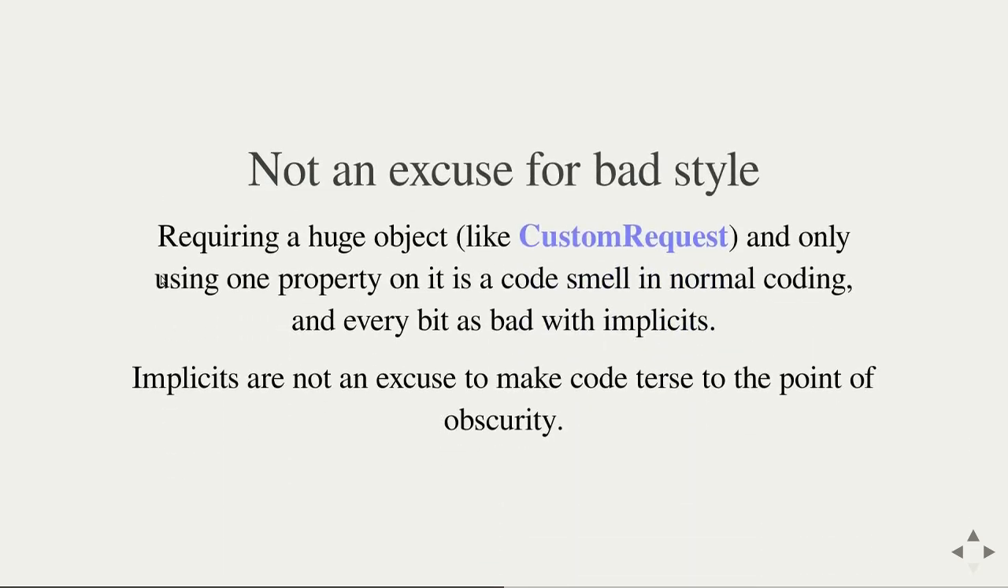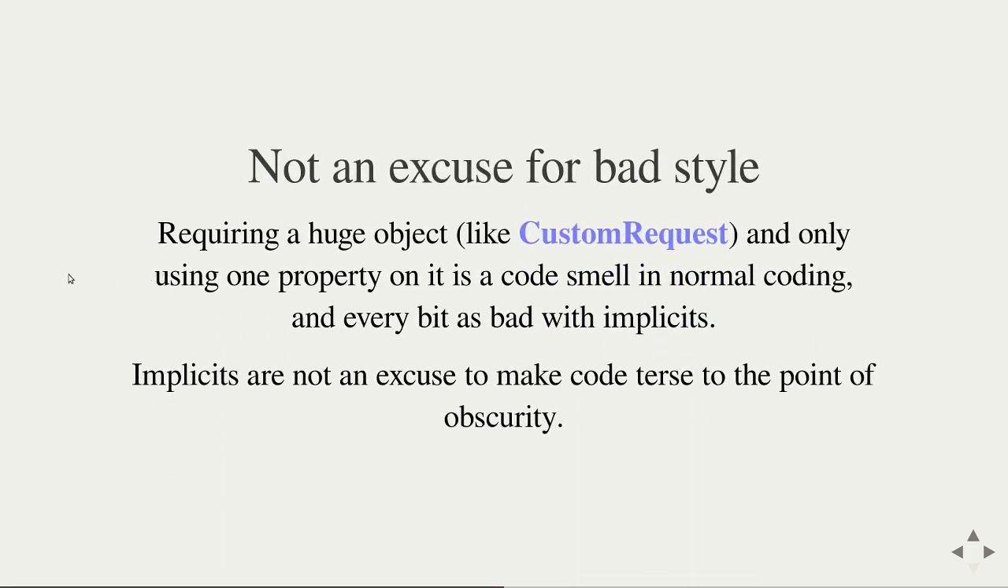So, and then finally, implicits are not an excuse for bad style. Again, don't make your code opaque or terse to the point of not being able to understand it. Don't require huge objects. Again, I'm referencing a Lucid thing here, but like the request header object from the example before, which has a lot of contextual information, probably very little of which I need at any given time.